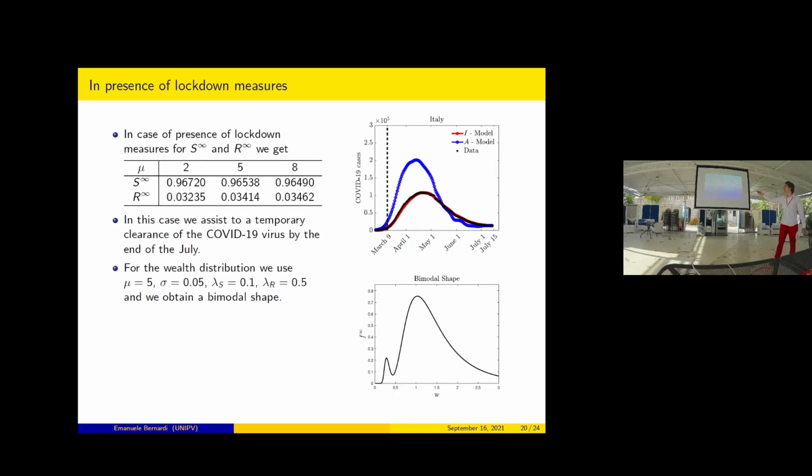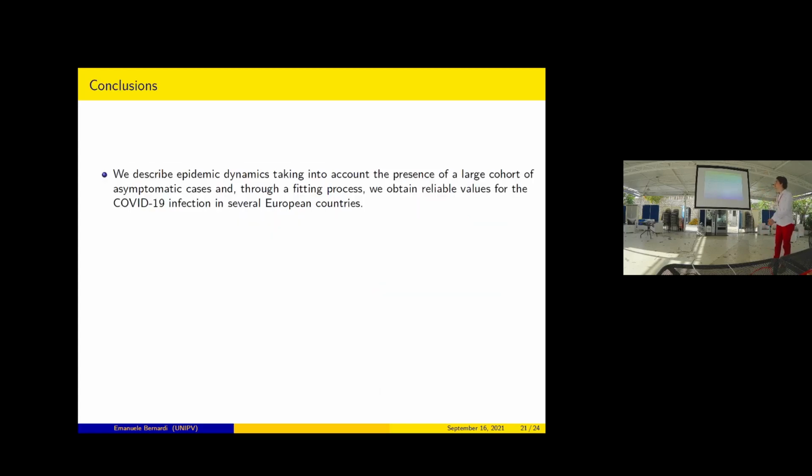In the more realistic case, where we are considering the lockdown measures, what we obtain with specific values for the kinetic parameters is indeed a bimodal shape for the wealth distribution, so the formation of a first peak of poor in the wealth distribution.